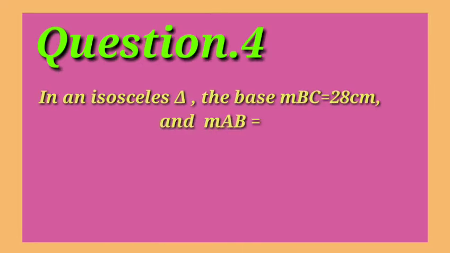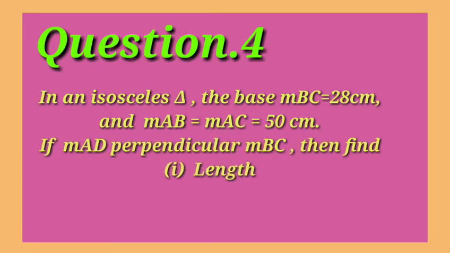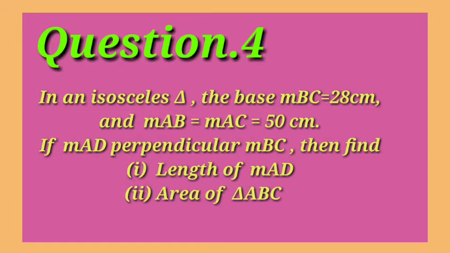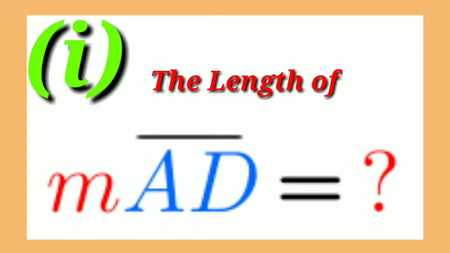Question number 4. In an isosceles triangle, the base BC is equal to 28 centimeters and AB equals AC equals 50 centimeters. If AD is perpendicular to BC, then find the length of AD and the area of triangle ABC. Part 1: the length of side AD.